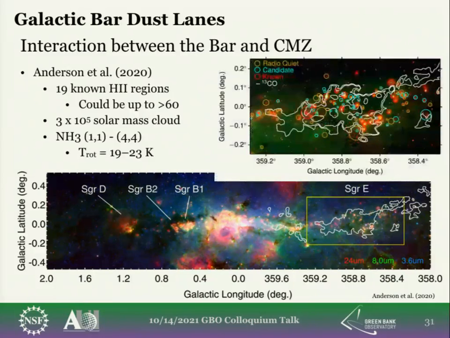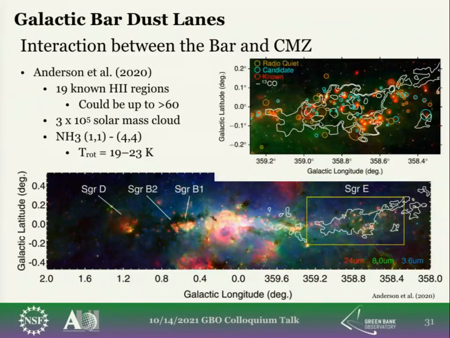When they were looking at gas associated with the Sagittarius E complex, you can see just how many H II regions they detected towards this location in the galactic center. There are numerous known H II regions along with several candidates and radio-quiet sources. So there could be over 60 H II regions at this interaction location between the bar and the CMZ.